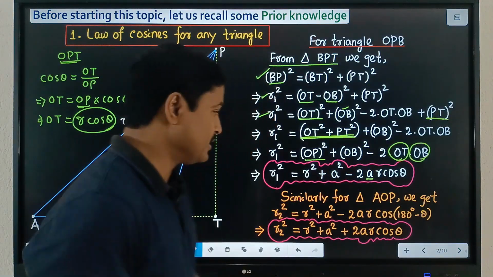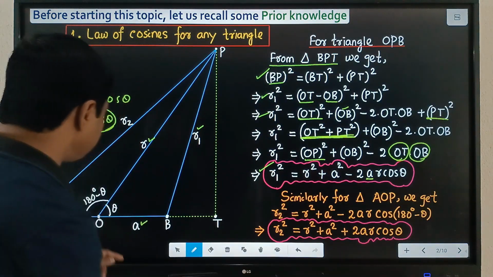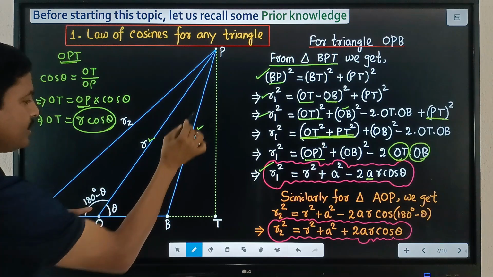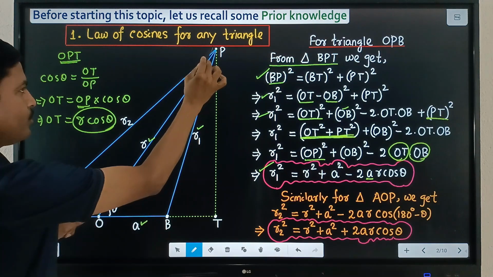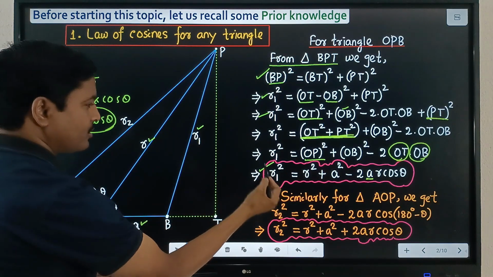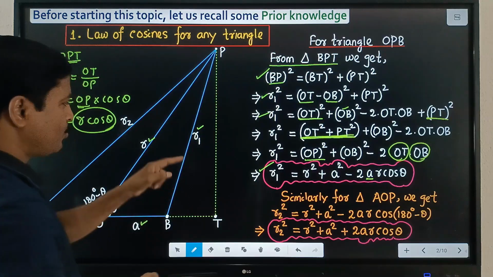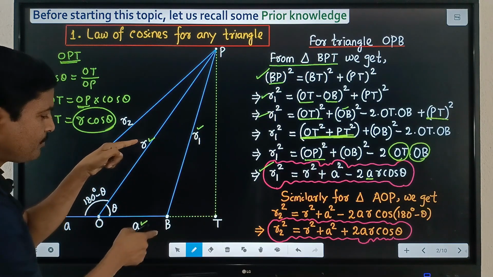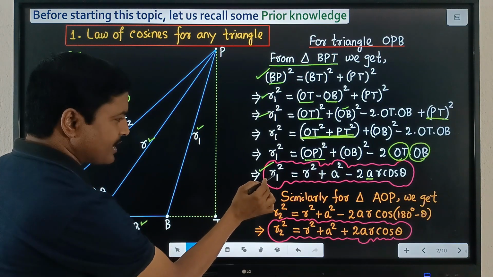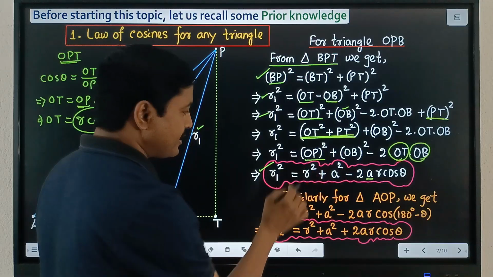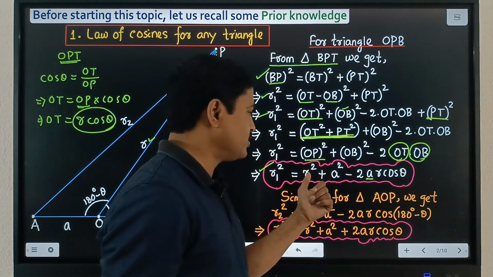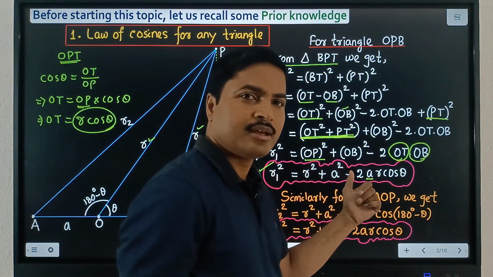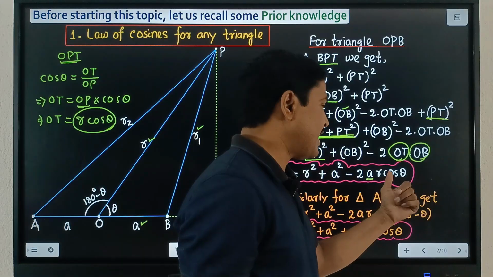Clear? And this is the law of cosine for the triangle OPB. That means we express R1 in terms of R and A. That is R1 square is equal to R square plus A square minus twice AR cos theta.